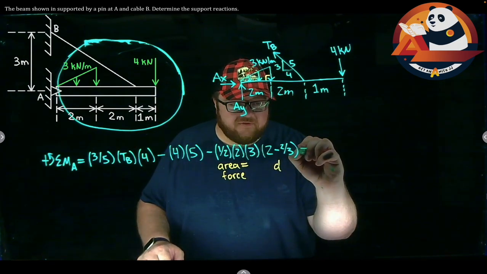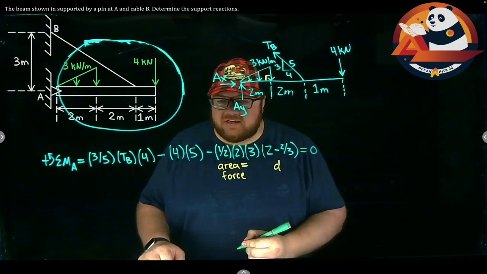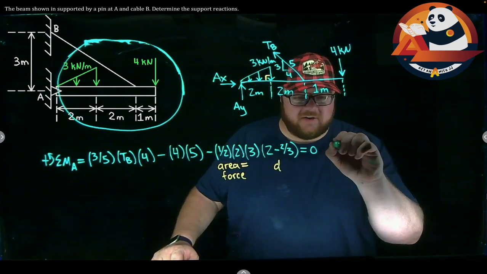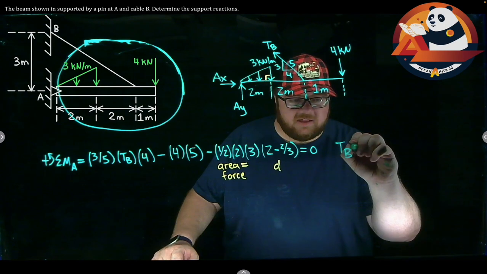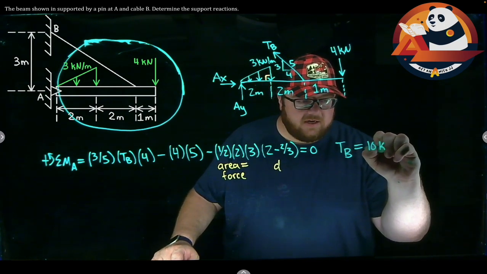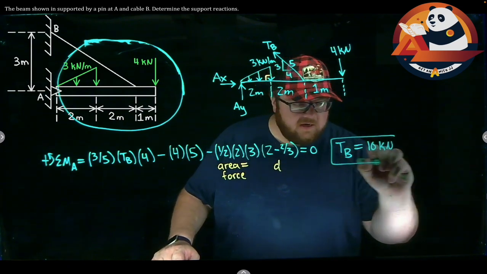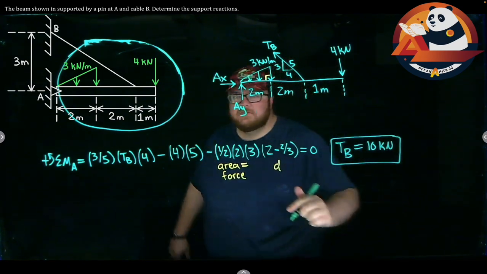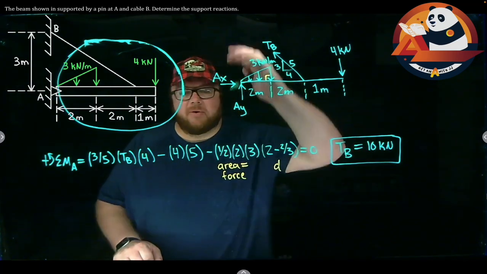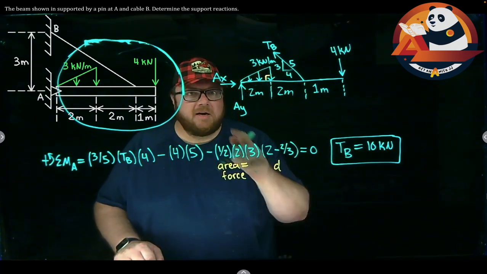Well, this is everything for our moment, so we can set that equal to 0. TB is our only unknown in here. If I solve for TB, I'm going to get that the tension in cable B is 10 kilonewtons. And that's one of our answers. From here, I don't put the direction on this one because it's in tension. It's always along the cable. We shouldn't need it.